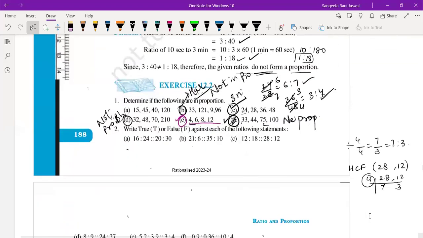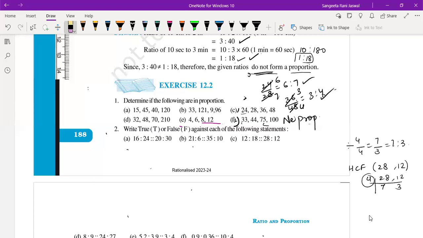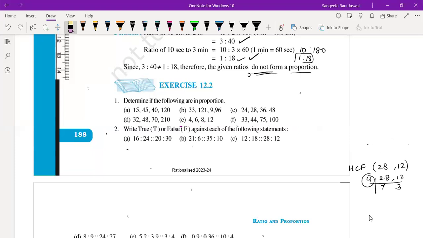Let's do some more questions here. Just 2 minutes are left for the class. We'll do some more questions. Let's start with the first question. Let's check out one by one. Are they in proportion or not? First question. Ma'am, the first one is in proportion, 1:3.